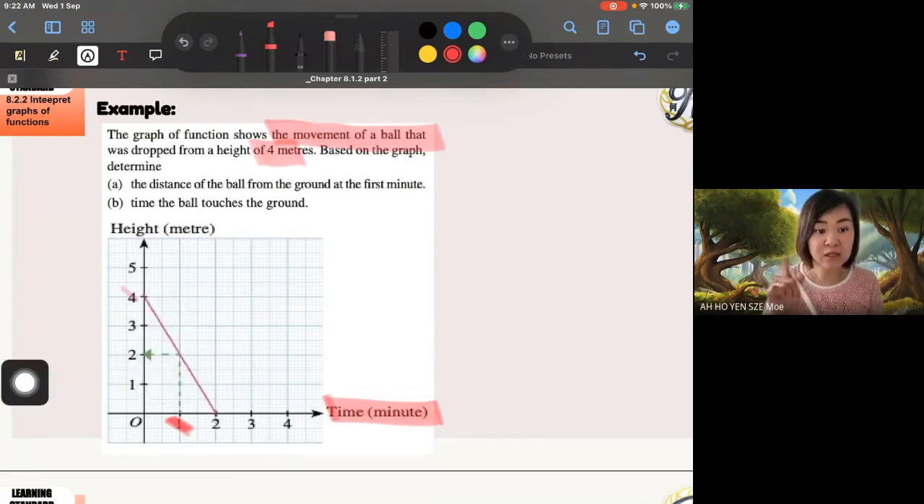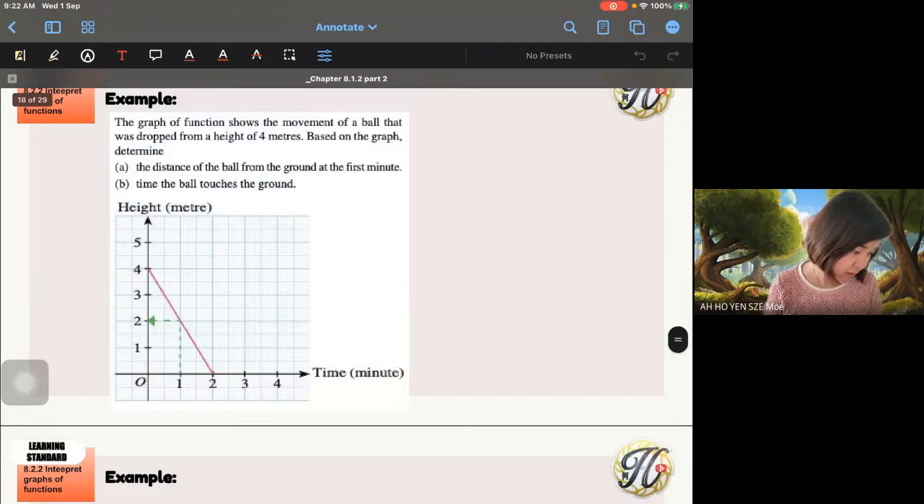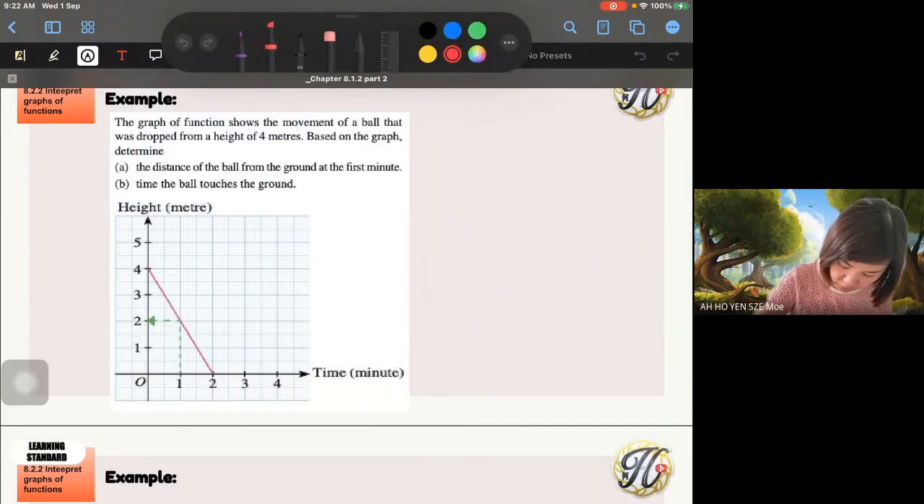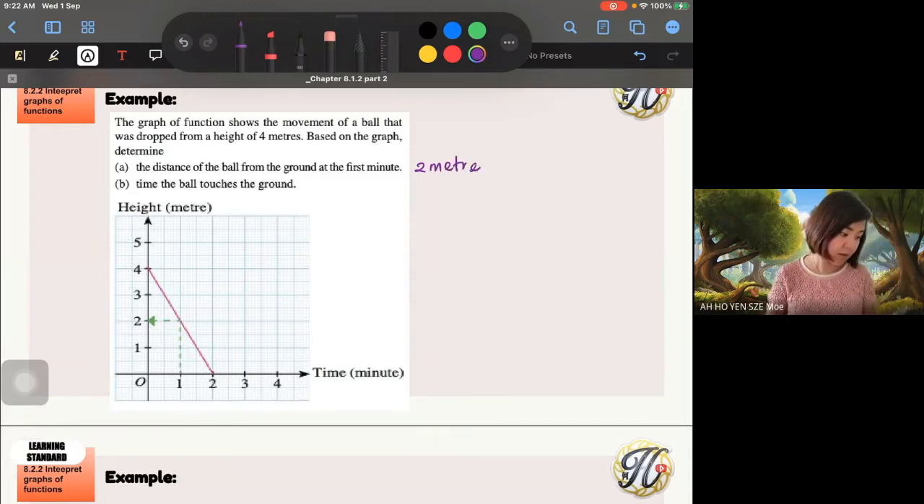When at the first minute, the height is 2 meters. You can see the height is 2 meters. So you put the answer here, 2 meters, or 2 m also. Therefore the distance of the ball from the ground is 2 meters.